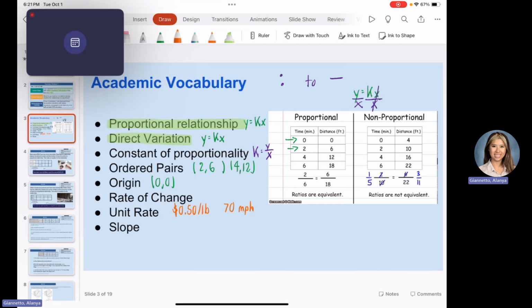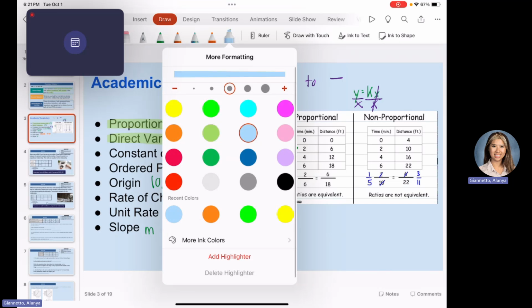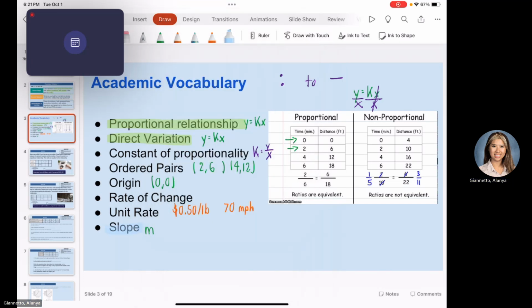And lastly, our vocabulary word is slope. That's a number that describes both the direction and the steepness of a line. So slope, we're going to use the letter m to represent. And slope, along with unit rate, rate of change, and constant of proportionality, are all the same thing. So despite slope being represented by the letter m, slope is still the change in y over the change in x. We'll talk about that a little bit later.